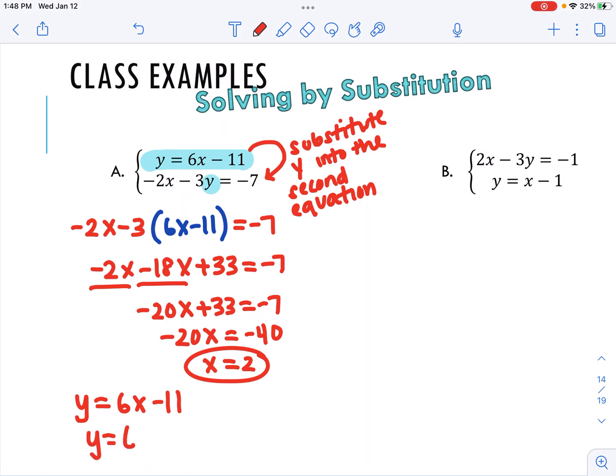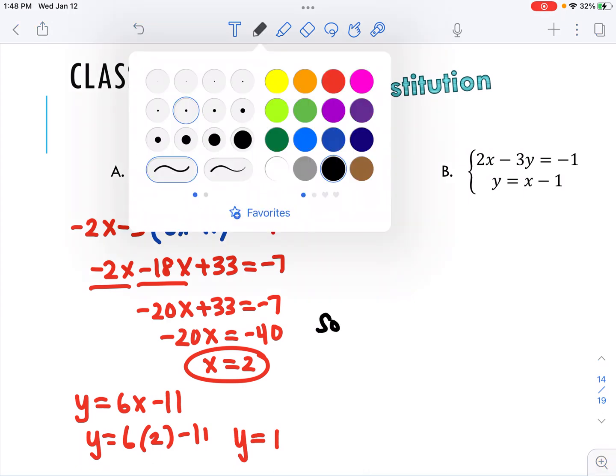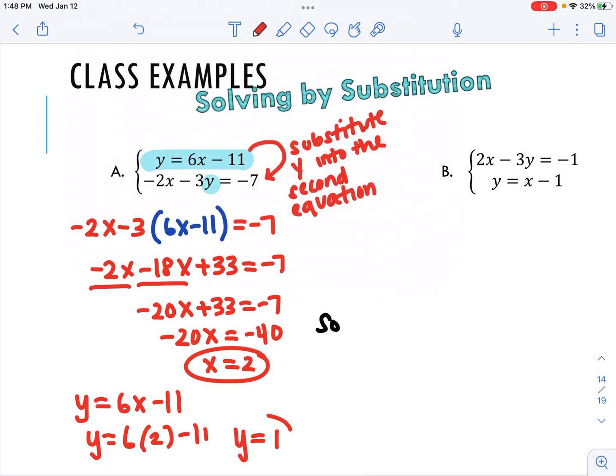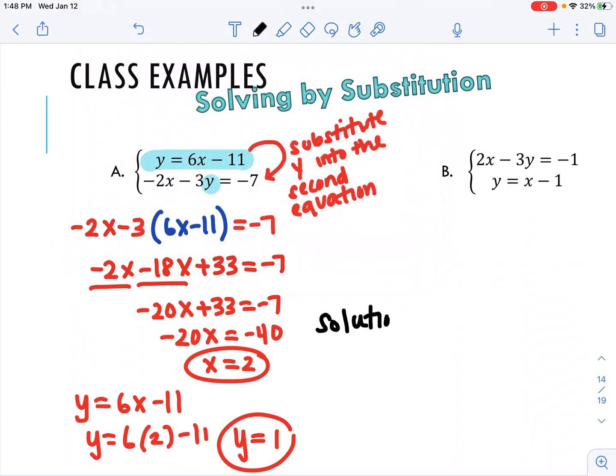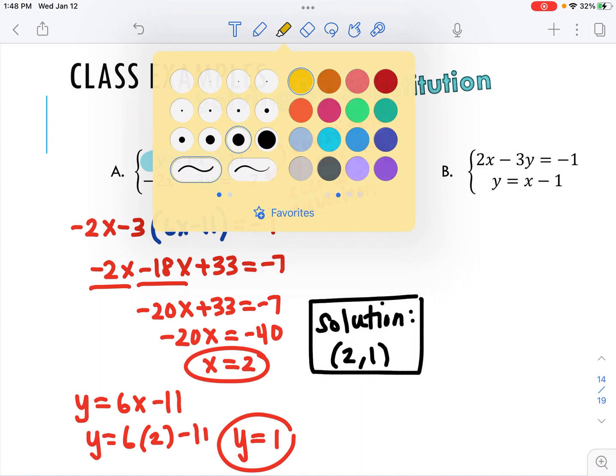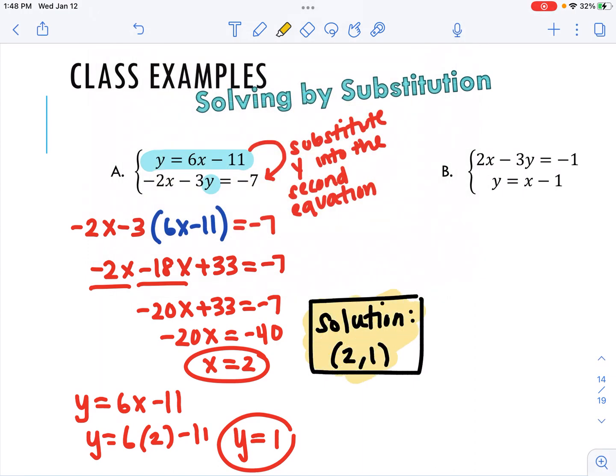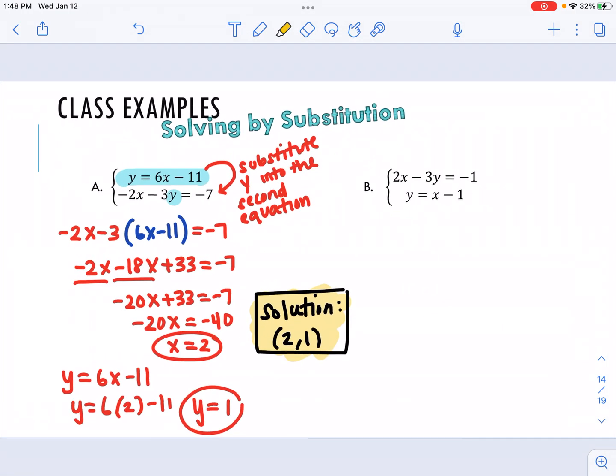So y is equal to 6 times 2 minus 11. Y is equal to 1. So let's write our final solution. I'm actually going to circle this in red. I apologize. So my solution, the point at which these two lines intersect, is 2, 1. I'm going to box this, and for the sake of our notes, I am highlighting it too, so you can see this nice and clear. My solution is 2, 1.